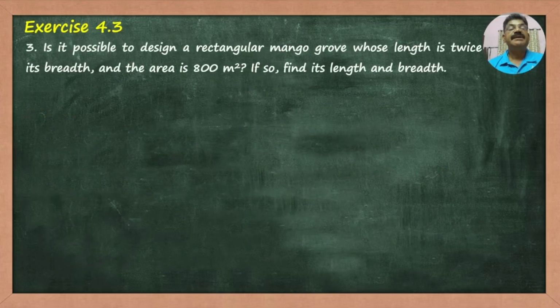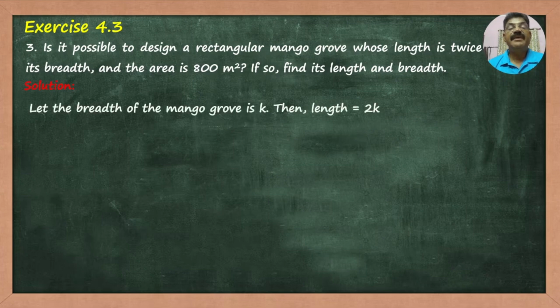Now that problem: is it possible to design a rectangular mango grove whose length is twice its breadth and the area is 800 square meter? If so, find its length and breadth. So you read the problem carefully, because you have to construct the quadratic equation in this case.